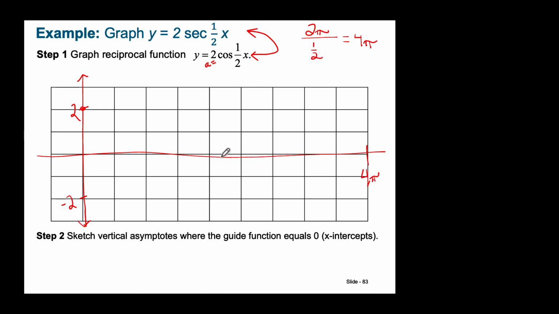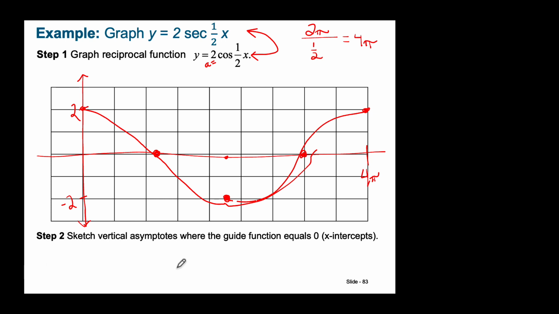So halfway between will be at 2 pi, and cosine will minimum out. Halfway between, cosine will be on the x-axis. Halfway between, cosine will be on the x-axis. At 4 pi, it'll be at its max again. Okay. So step 1, graph the reciprocal function y equals 2 cosine of 1/2 x. Okay, step 1, done.